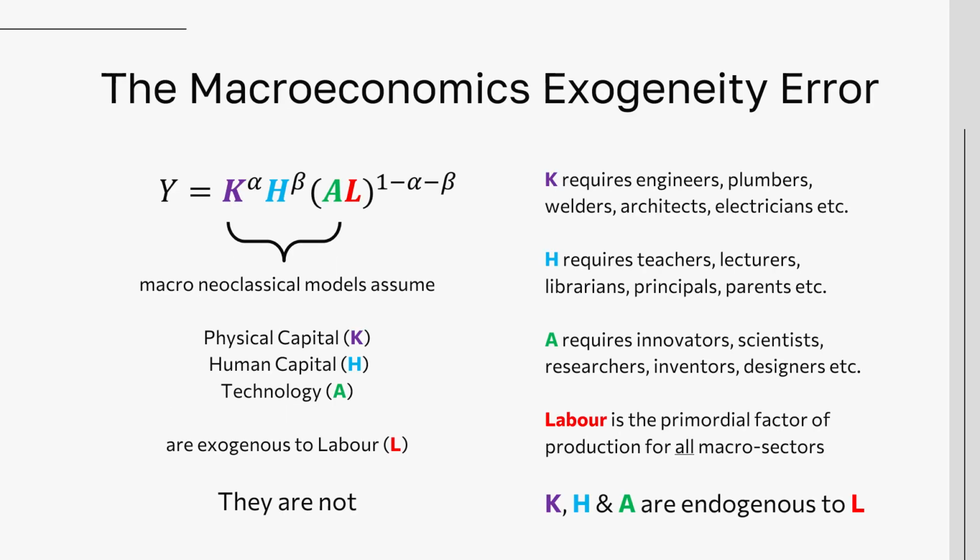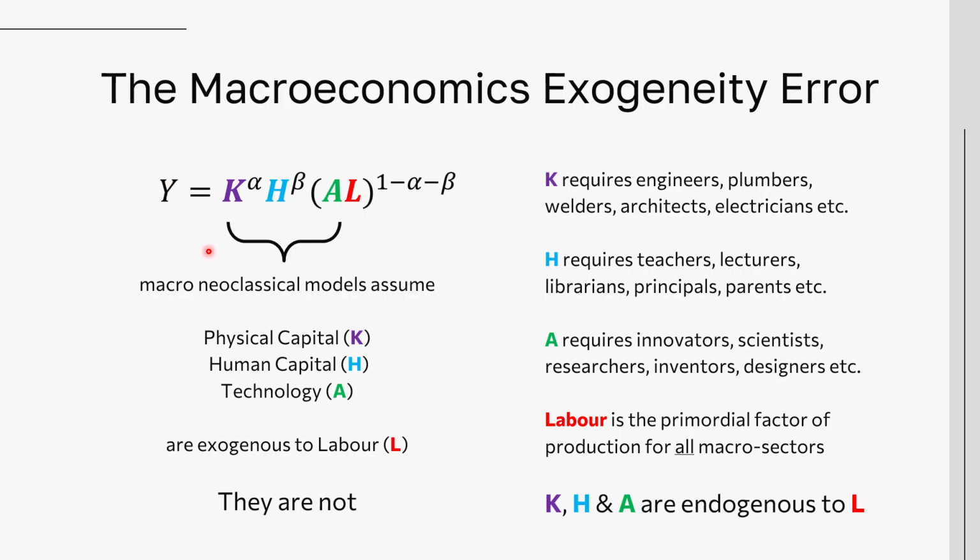Part 2, what the dividend hypothesis gets wrong, the error, and that is the assumption of exogeneity. So for those familiar with our channel, as we covered in one of our prior videos, we talk about the macroeconomic exogeneity error, which the dividend hypothesis commits. We'll just recap on what this error is. Starting with the production function here, we've used a Solow-Swan model with human capital.